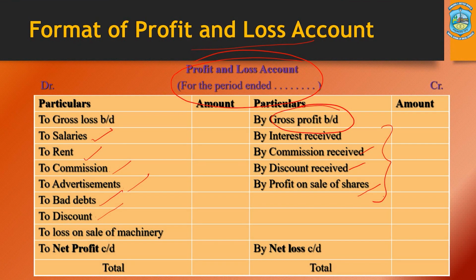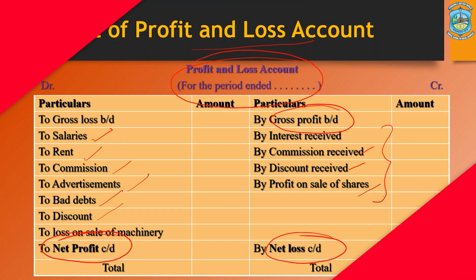And again in your profit and loss account, if the credit side total is greater than the debit side total, the result is net profit. And if your debit side is greater than your credit side, the result is net loss. So, we have understood that the basic objective of preparing the trading account is to know the gross profit or gross loss of the business. The objective of preparing the profit and loss account is to know the net profit or net loss of the business.